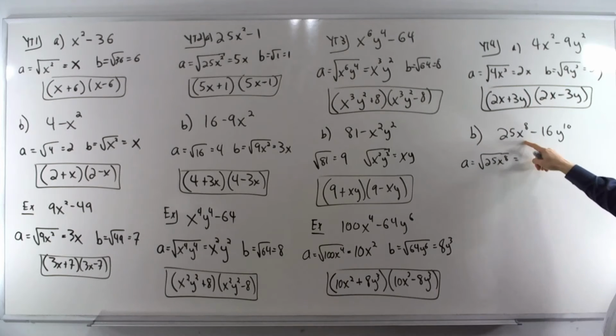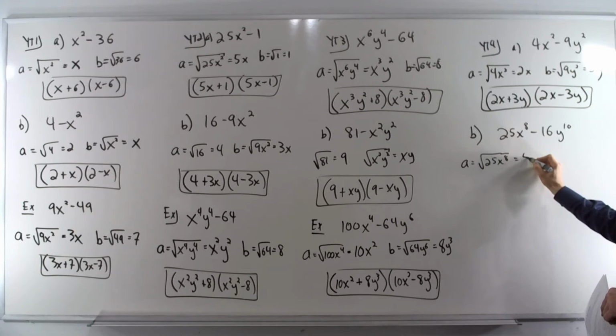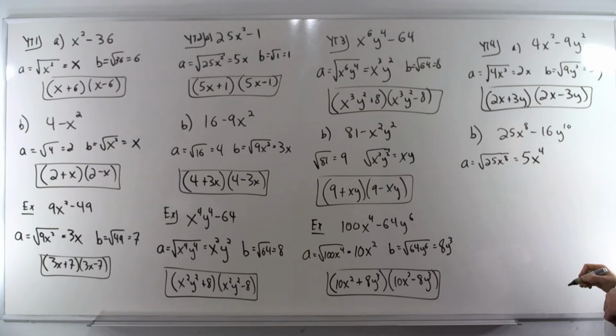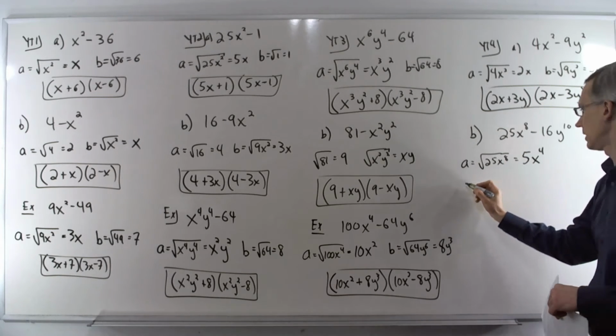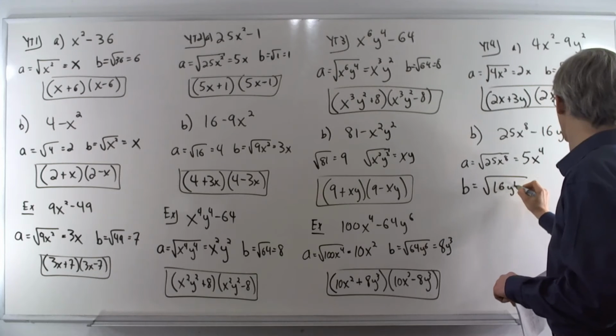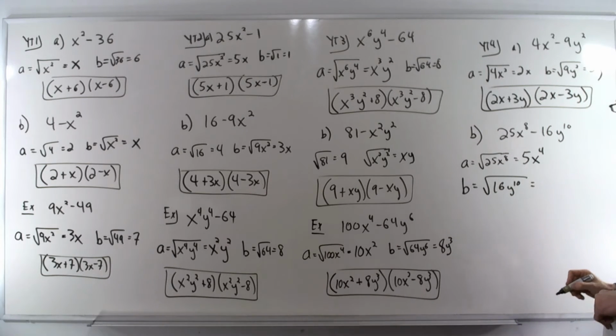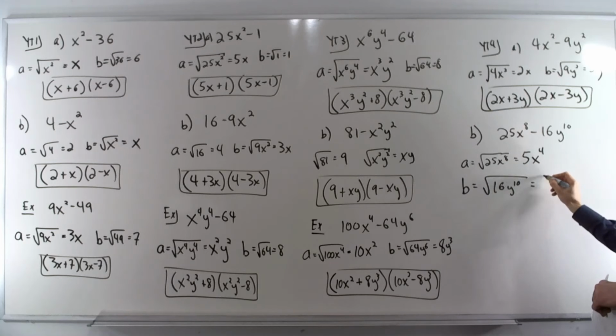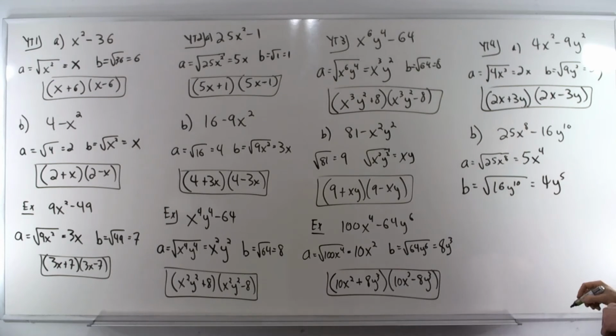Taking the square root of the first term, 25x to the 8th. Square root of 25 is 5. Square root of x to the 8th is x to the 4th. And for B, square root of 16y to the 10th. Square root of 16 is 4. Square root of y to the 10th is y to the 5th power.